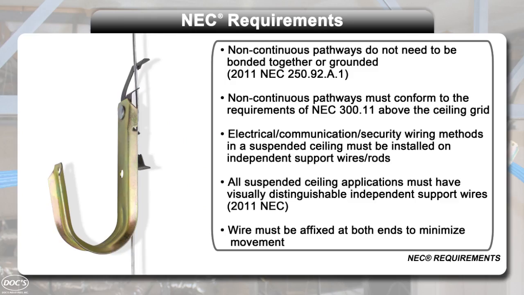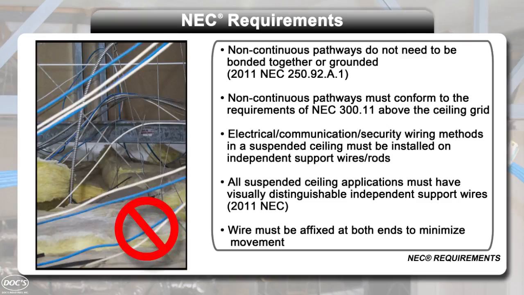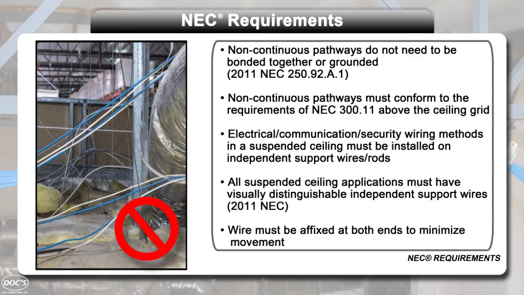NEC has several requirements for the proper installation of J-hooks. For example, J-hooks should be installed on clearly identifiable independent ceiling wires or rods that are affixed at both ends. Also, cables should never be allowed to lay directly on ceiling tiles or rails.